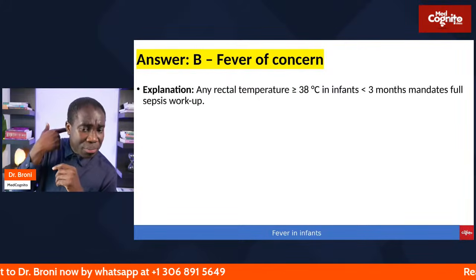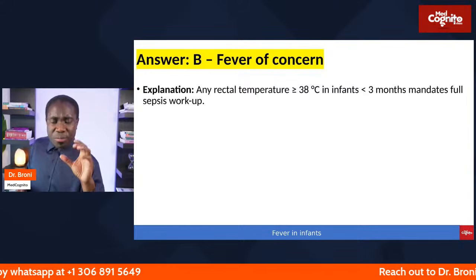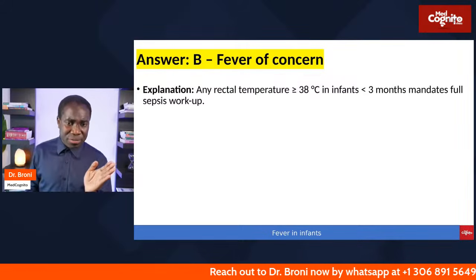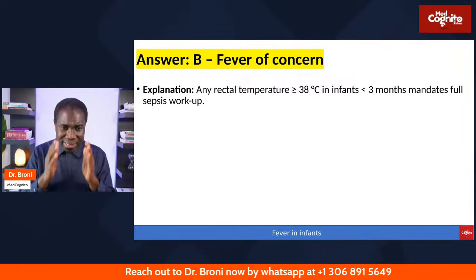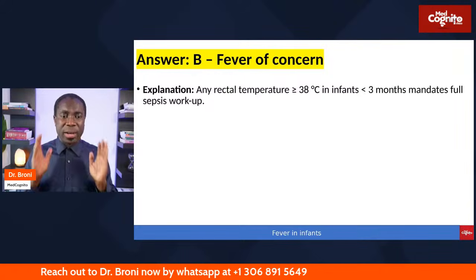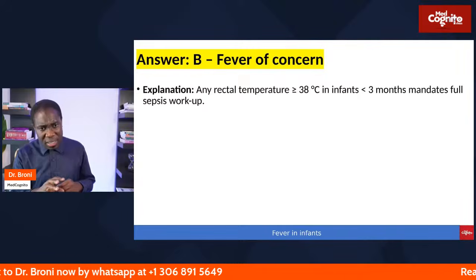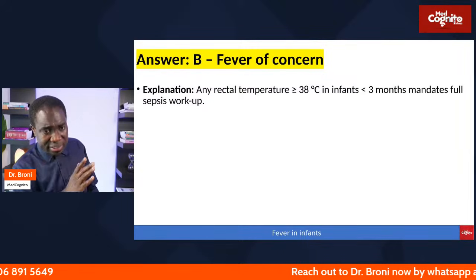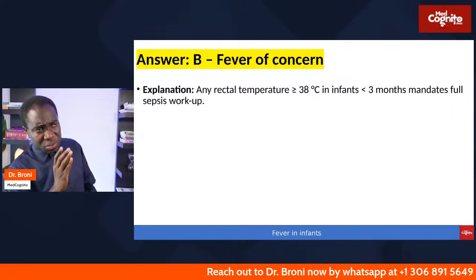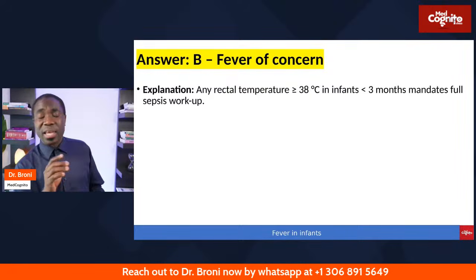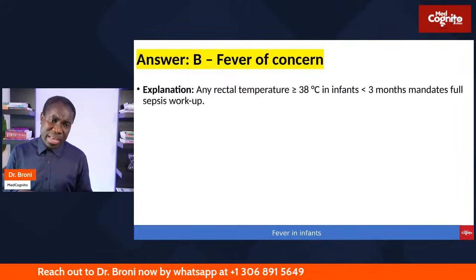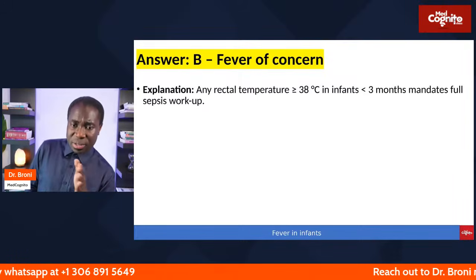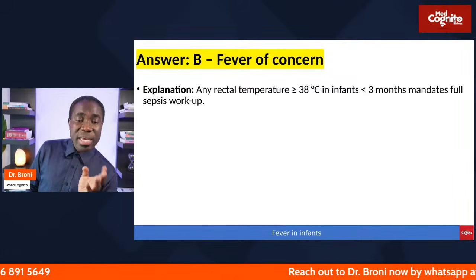Any rectal temperature of more than 38 degrees Celsius in infants who are less than 3 months of age mandates what we call a full septic workup. So this is what I was talking about. You have to know how you're going to manage a child who is less than 28 days, those who are between 29 days to 1 year, and even within 29 days to 1 year, there's at times a distinction: 29 days to 3 months, then 3 months to 1 year, and then 1 year and above.